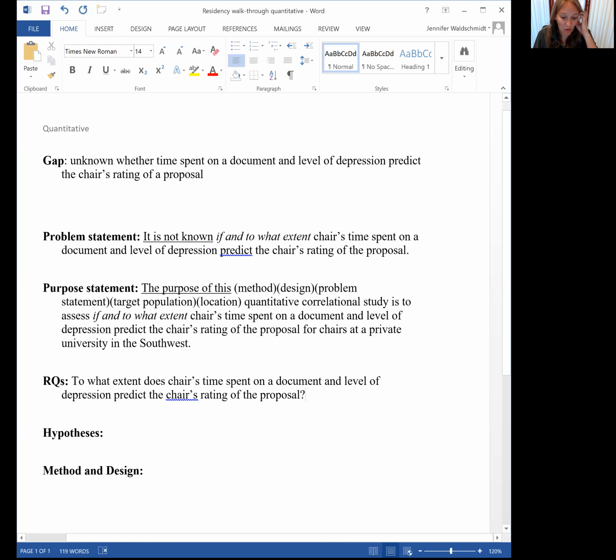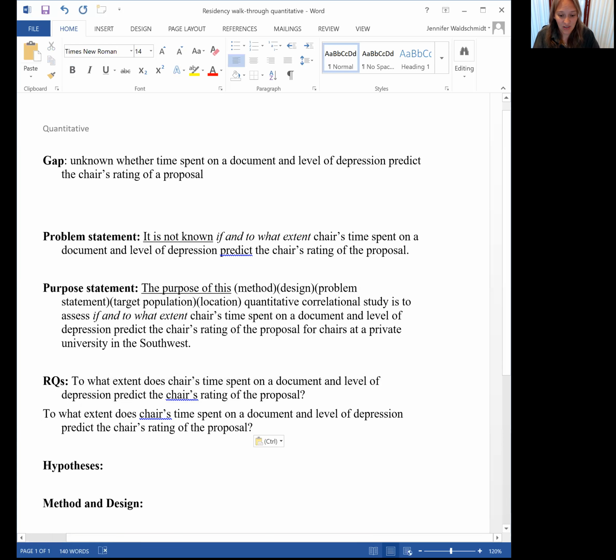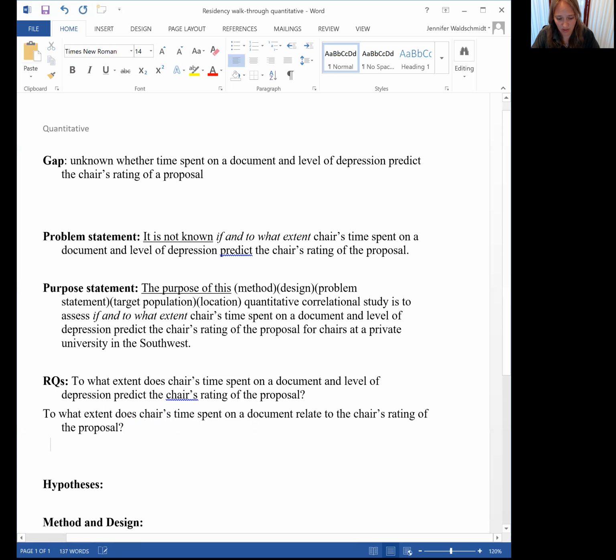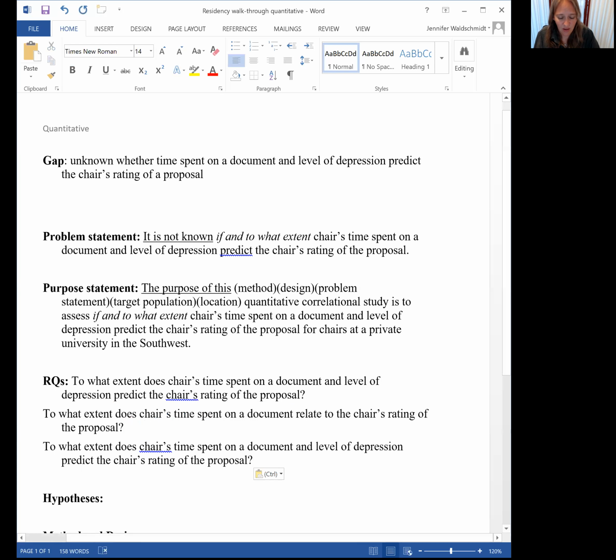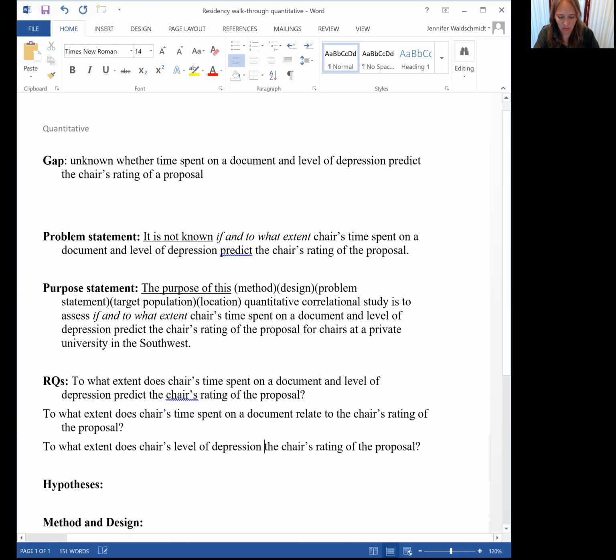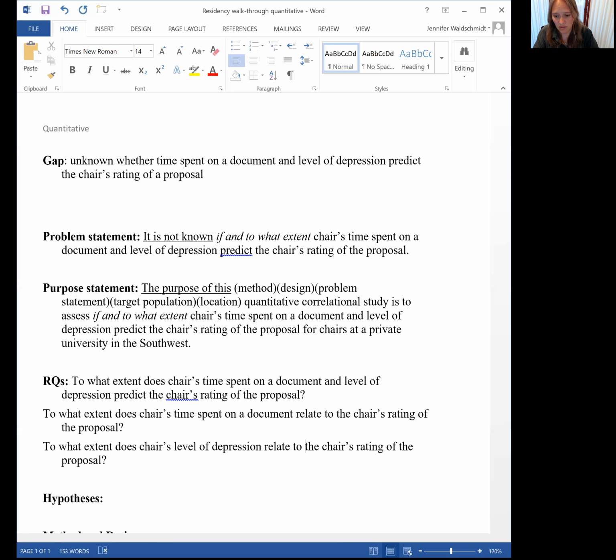So since this is a prediction, one of the things that I might want to know is how each of these individual predictor variables deal with this rating? And so I'm going to look at how they relate. To what extent does chair's time spent on a document, and instead of predict, I'm going to say relate to the chair's rating of the proposal. And then I'm going to do the same thing, but instead of time spent on a document, I'm going to look at just level of depression. And again, I'm not going to predict, I'm going to look at relate to the chair's ratings.